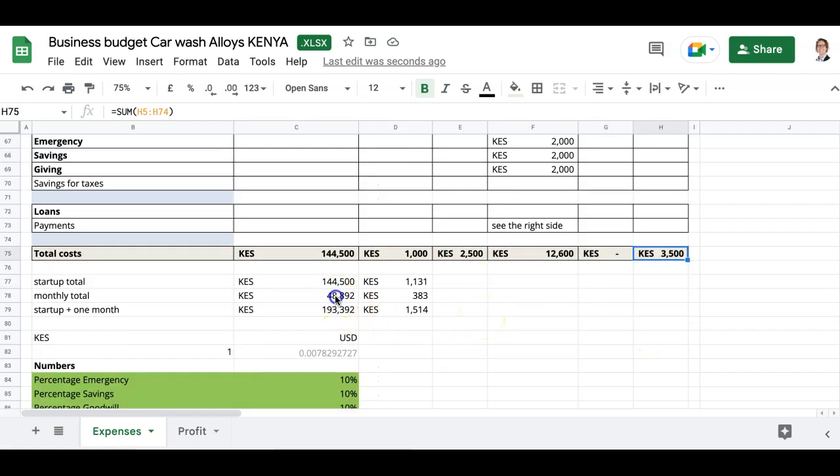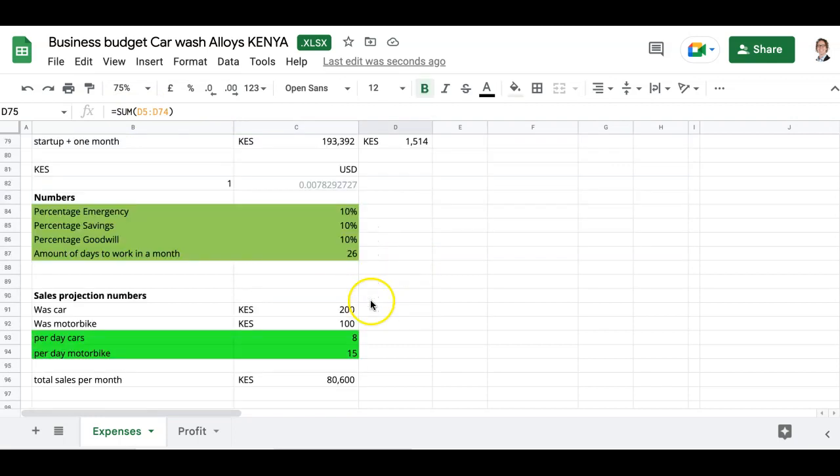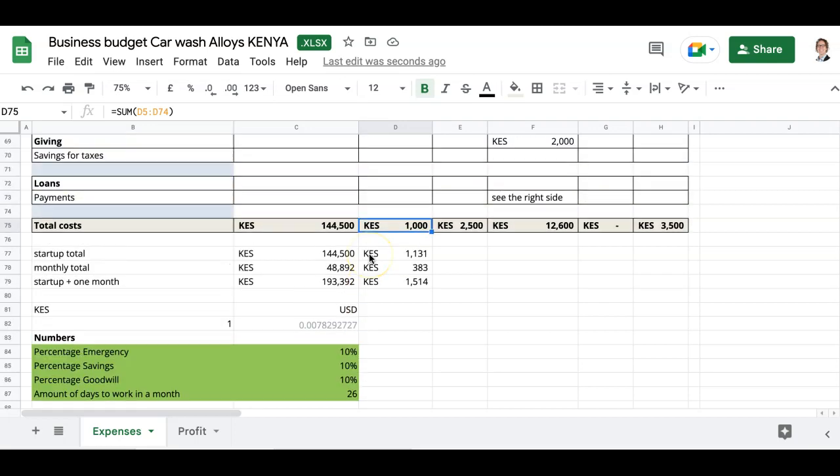So when you add that all up, this is the formula. It's added already here, 48,892,000 per month, because the daily cost you multiply by, in this case, 26 days. Yeah. So this is the total amount.